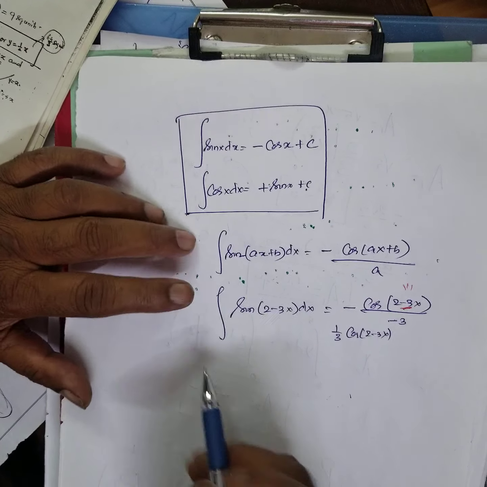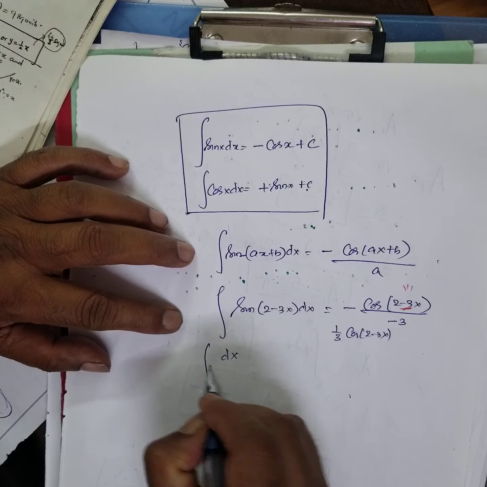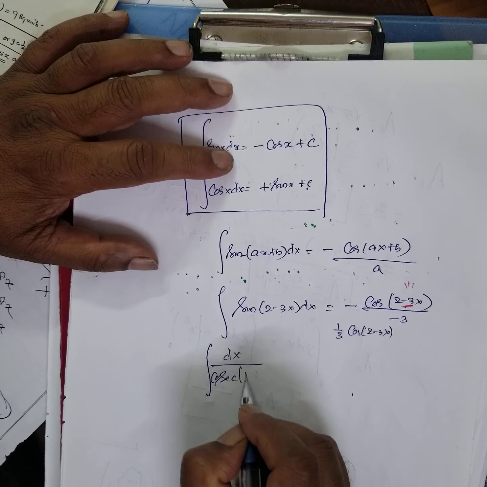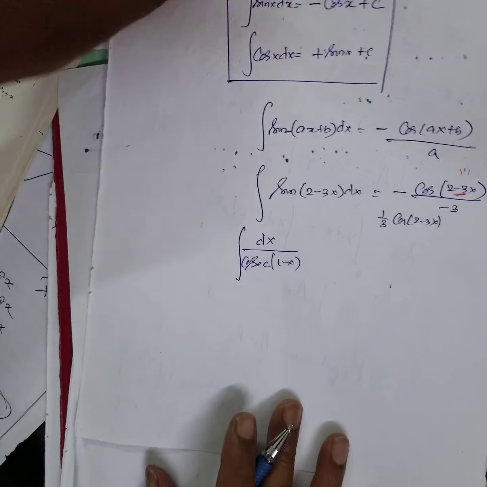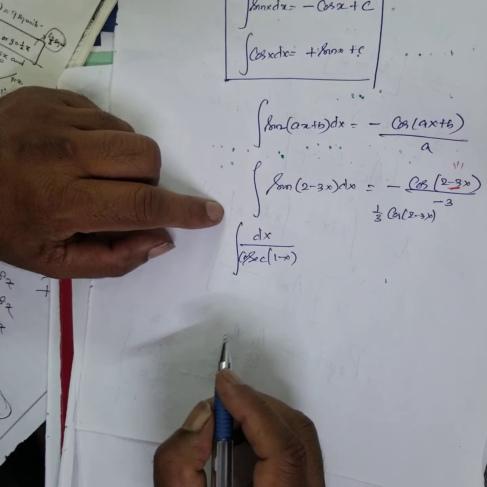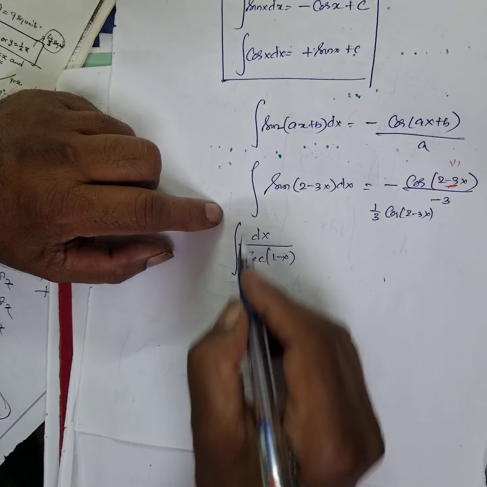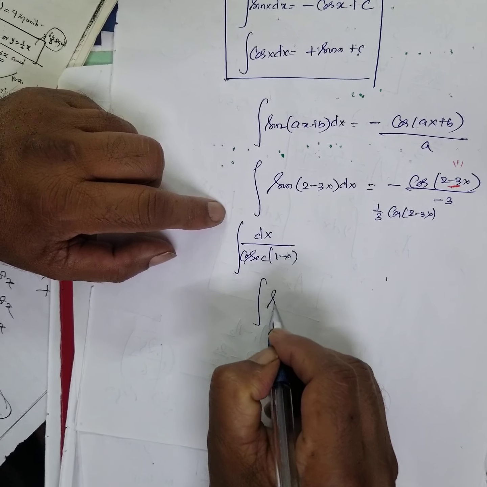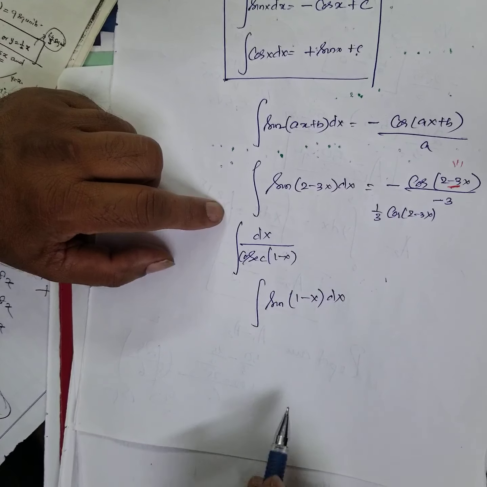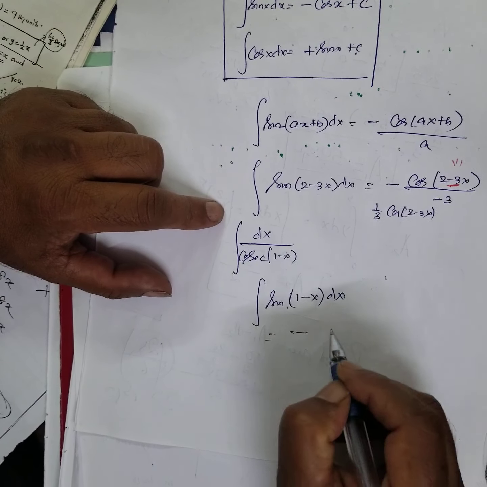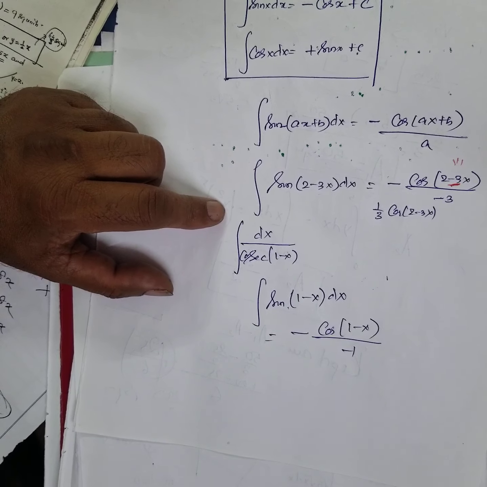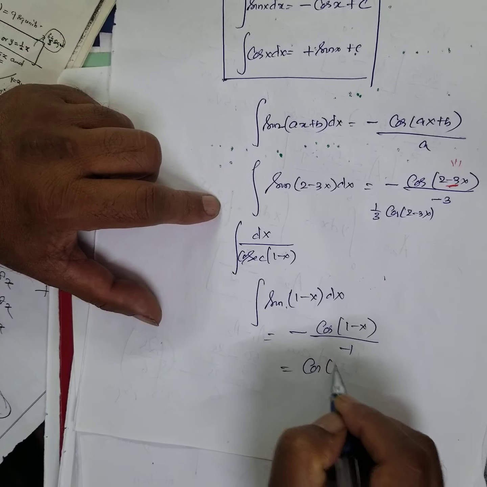It looks simple, but see example, integration of dx by cosecant(1 minus x). How simple a sum, but out of 4 choices, you have to get the correct answer. Nobody will get it, because 1 by cosecant is what? Sin, is it not? Sin(1 minus x) dx. Integration of sin is what? Minus cos(1 minus x), and the coefficient of x is what? Minus 1. Therefore, the answer is cos(1 minus x).